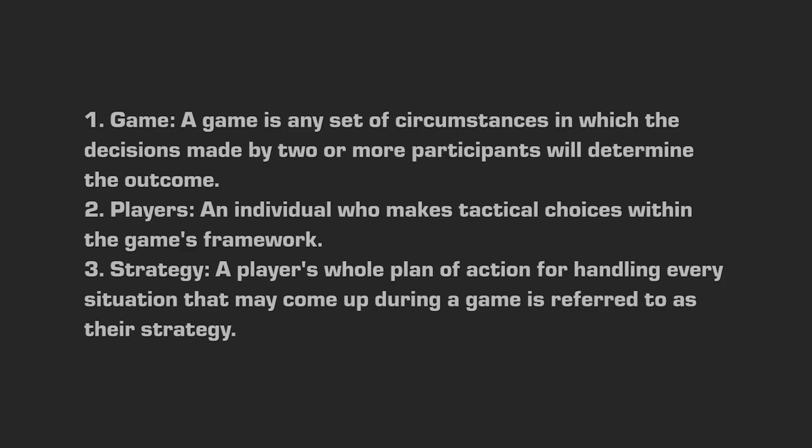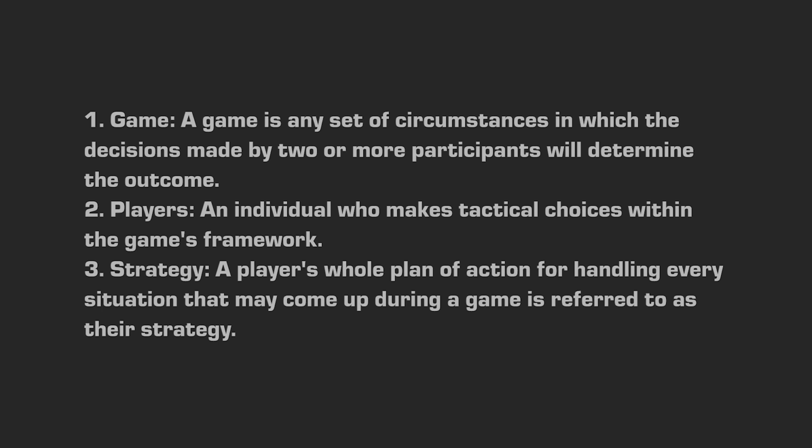Now, we discuss the concepts that are used in game theory. So, there are the following terms which are often used in game theory research. The first term is the term game. A game is any set of circumstances in which the decisions made by two or more participants will determine the outcome. The second term is the term players. An individual who makes tactical choices within the game's framework is called a player. What is a strategy?